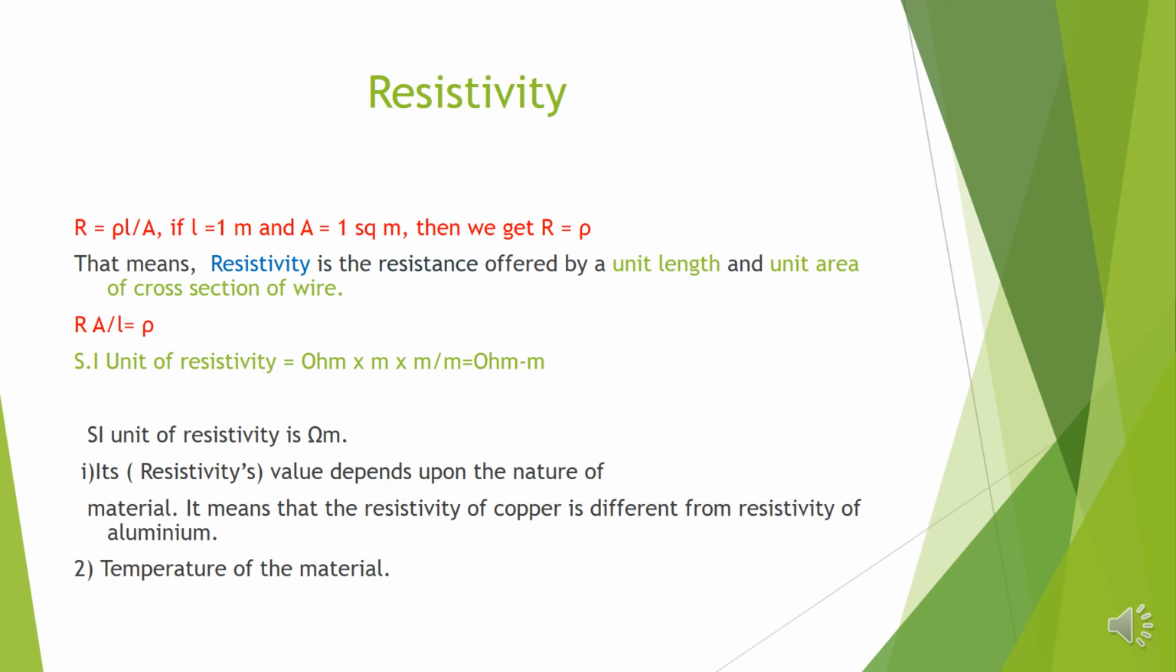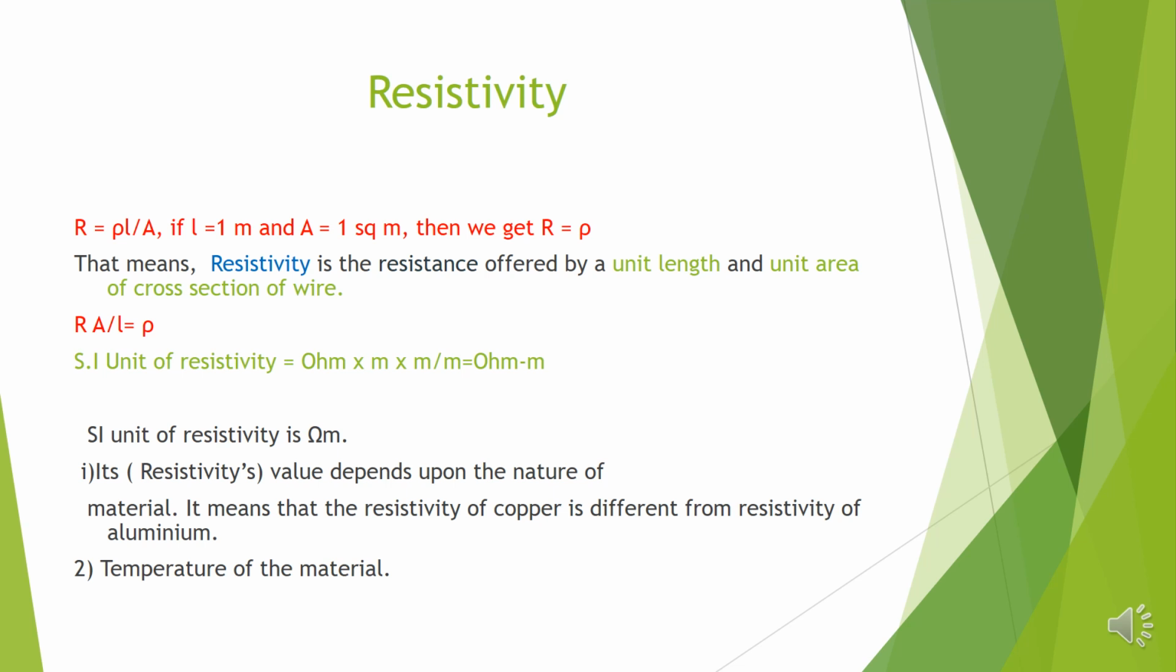So how do we define resistivity? To define resistivity, we can say that R is equal to rho L by A. That means if L is equal to 1 meter and you take area of cross section as 1 square meter, then electrical resistance R will be equal to resistivity rho. So we can say resistivity is the electrical resistance of a conducting wire having 1 meter length and 1 square meter area of cross section.